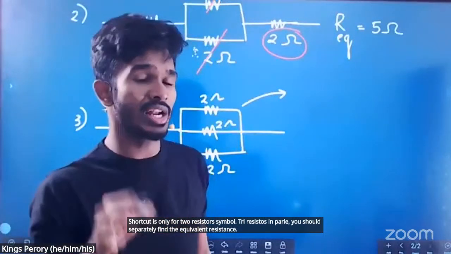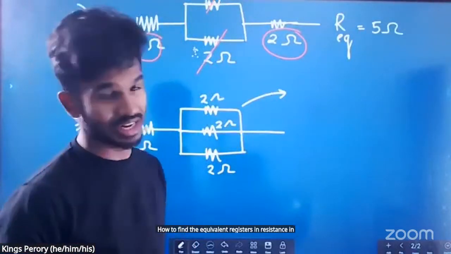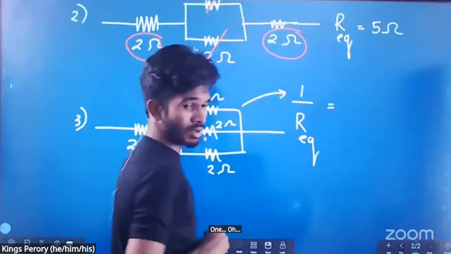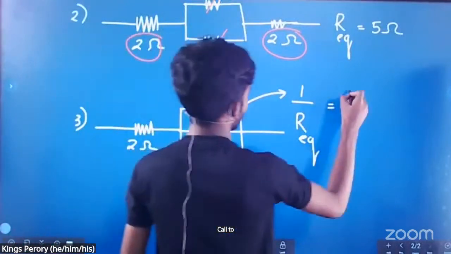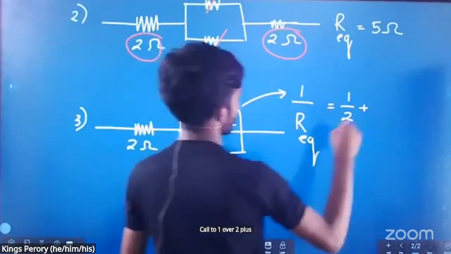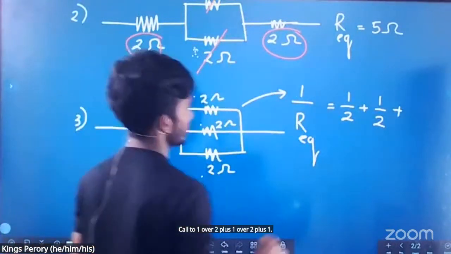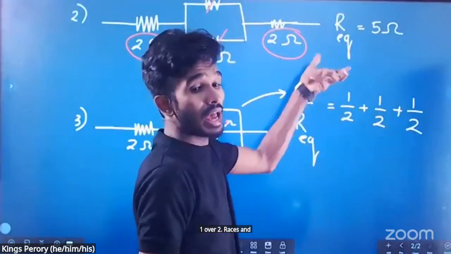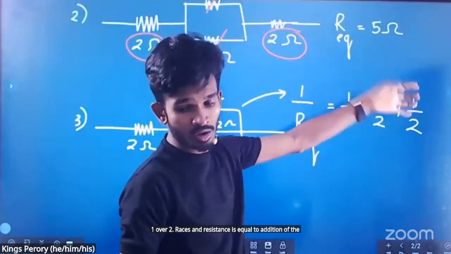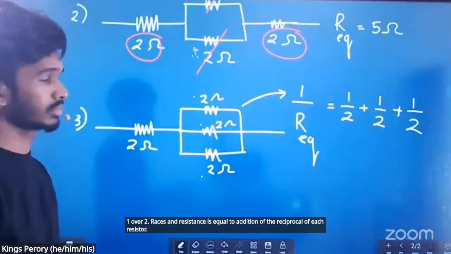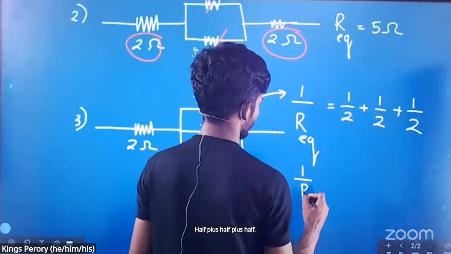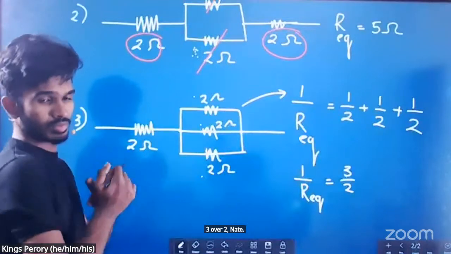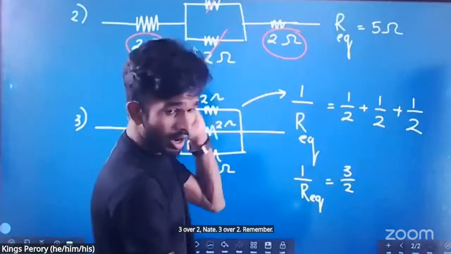How to find the equivalent resistance in parallel connection? 1 over equivalent resistance equal to 1 over 2 plus 1 over 2 plus 1 over 2. Reciprocal of equivalent resistance is equal to addition of the reciprocal of each resistor. Half plus half plus half. How much? 3 over 2. Remember, this is 1 over Req.